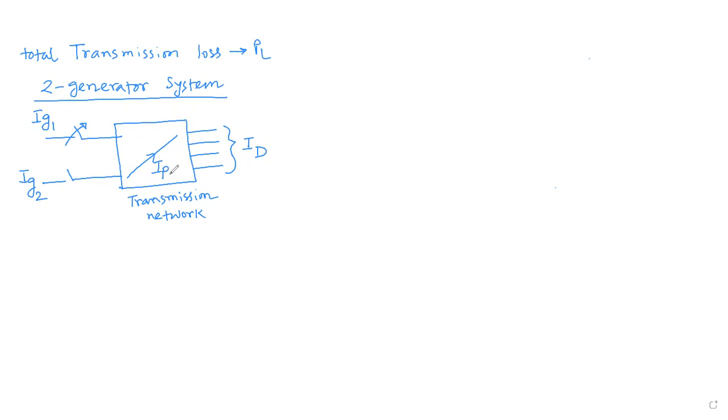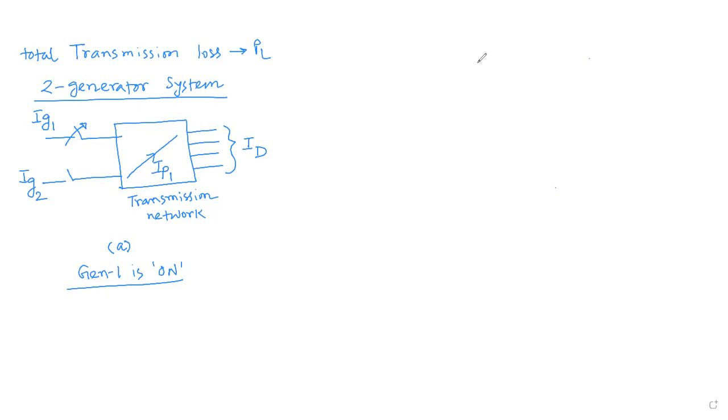Let's say this is case A: gen 1 is on, that is to say only one source is active and the other source is inactive. In that case, the current flowing through the pth transmission link is, let's say, IP1.